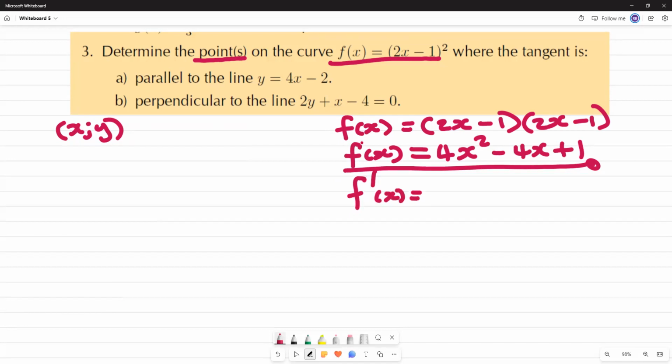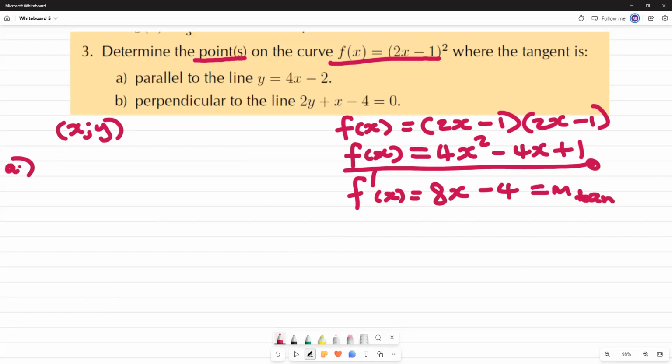Now let me just also do the derivative of that. The derivative of this function is going to be 8x minus 4. I'm sure we can all see that. Now that I have a derivative, which is the gradient of the tangent, do you agree? Now I can go to my questions.